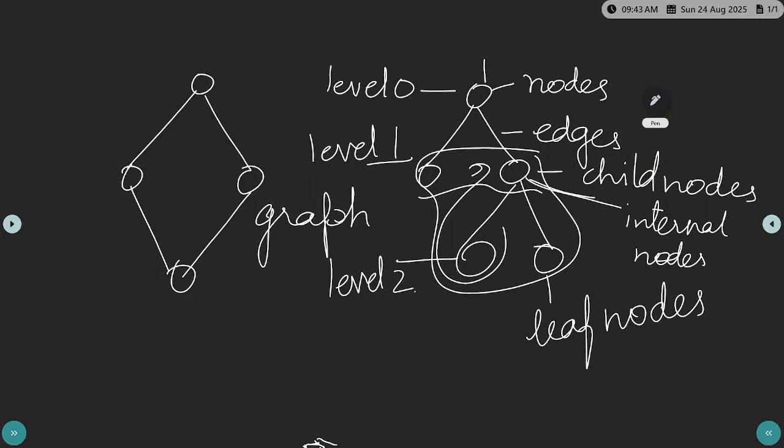What is the height of the tree? Height of the tree is also 2, right? So a tree is nothing but a connected graph of vertices which does not form any cycle. If there are n nodes, there should be n minus 1 edges. Clear? So write down. It is a graph with n nodes and n minus 1 edges.